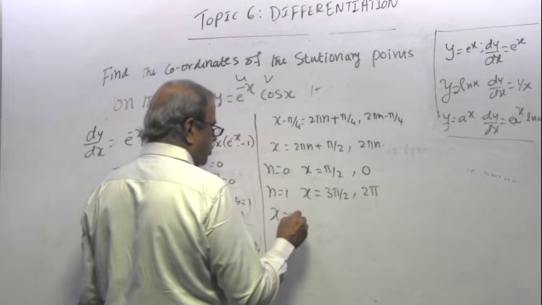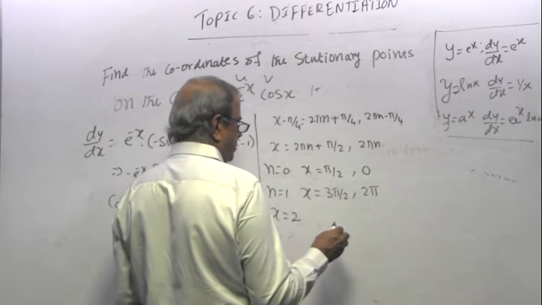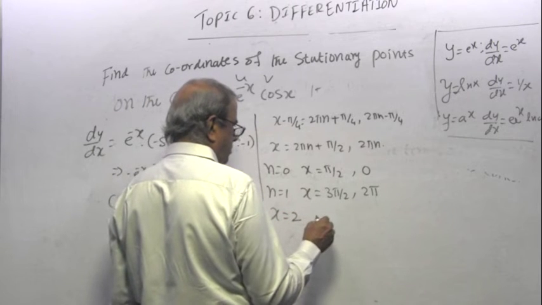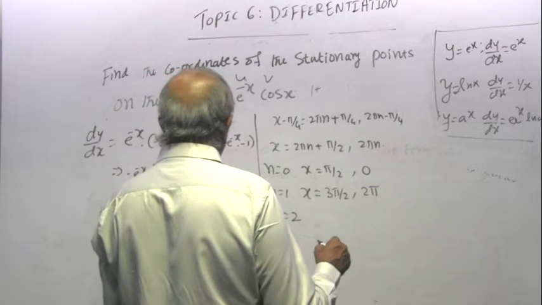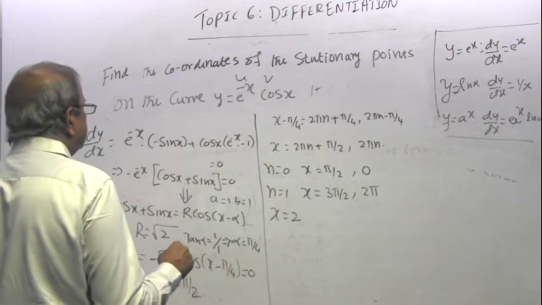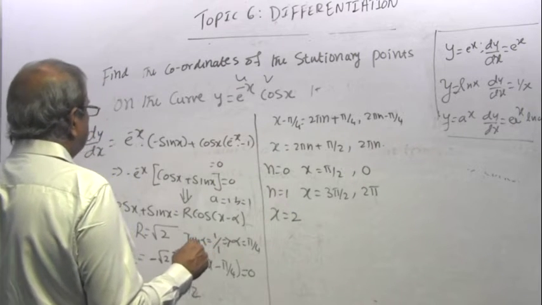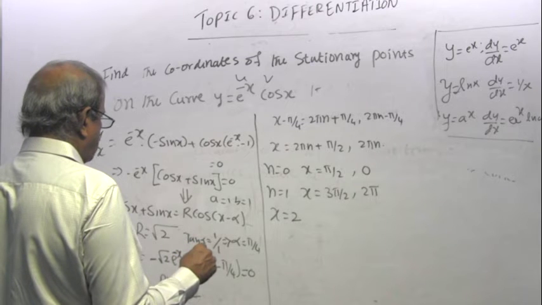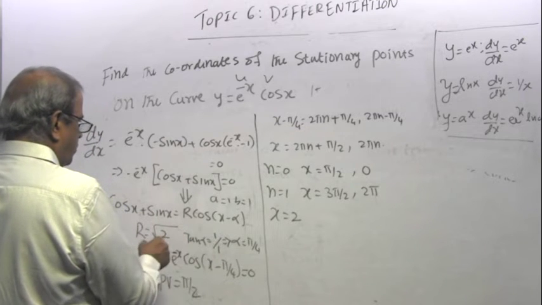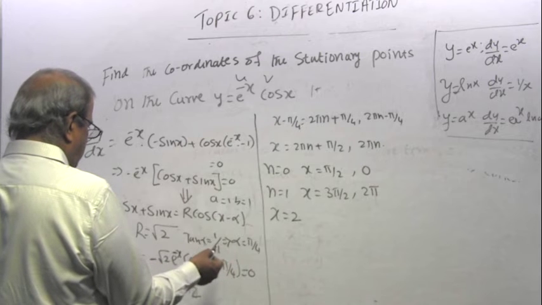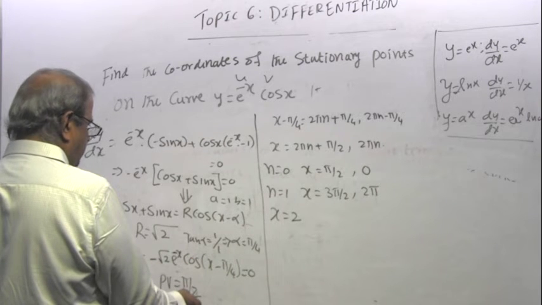Put x equal to 2. No. There is something wrong somewhere. R cos of x minus alpha, R is root 2, alpha is pi over 4, principal value is pi over 2.